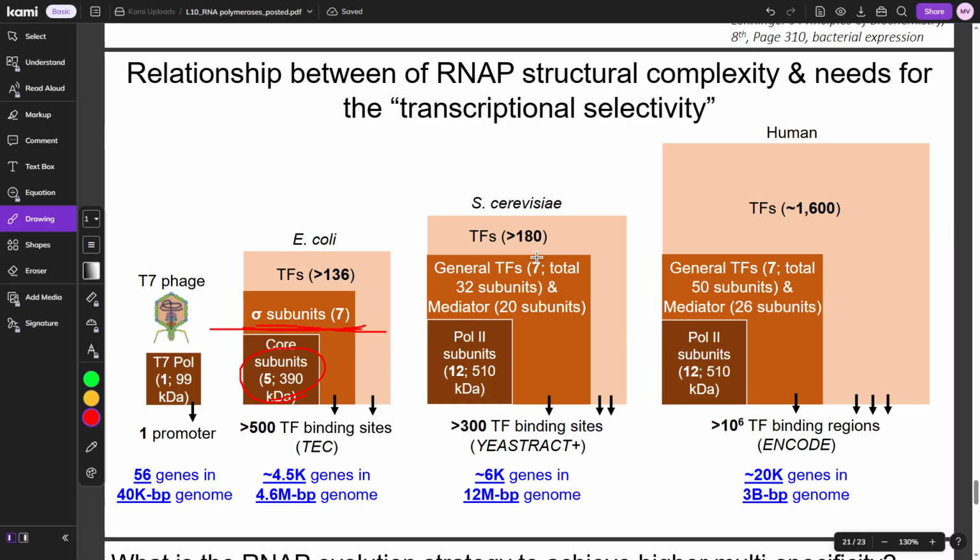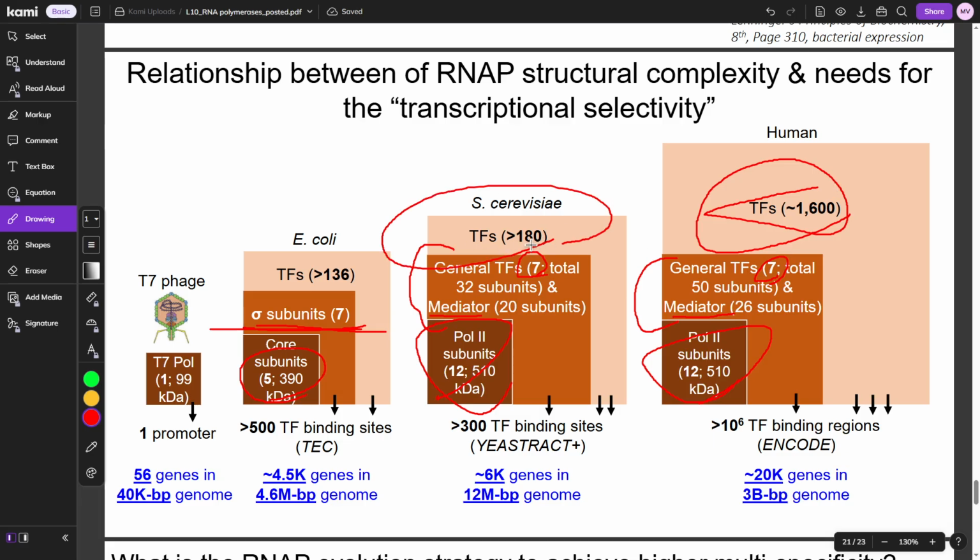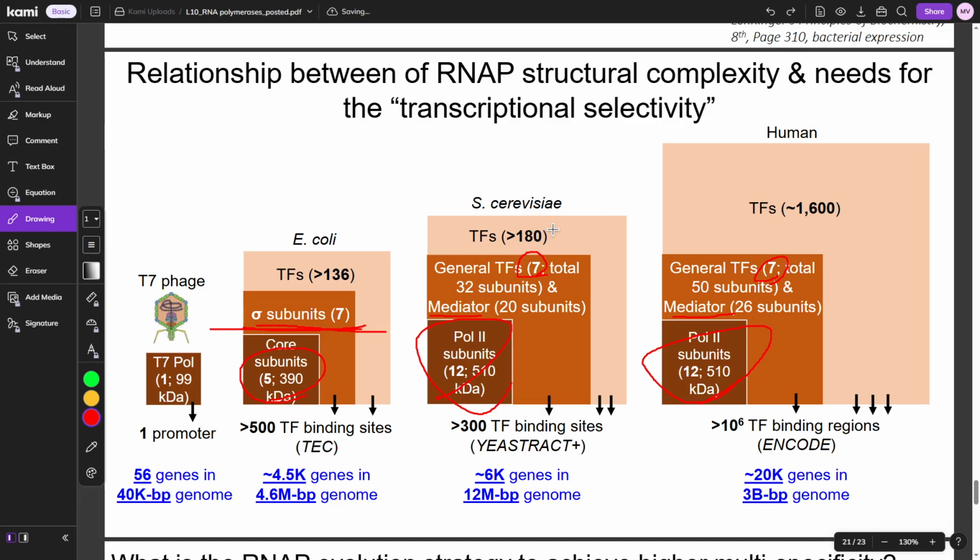But then for eukaryotes, we've got 12 different subunits. We've got our 7 general transcription factors. And then we have a mediator complex of some sort, and then we have a bunch of extra subunits, right? And then, of course, we have any transcription factors that are gene-specific and stuff like that. So, yeah.